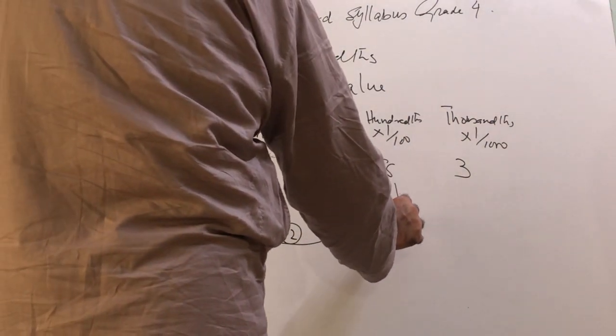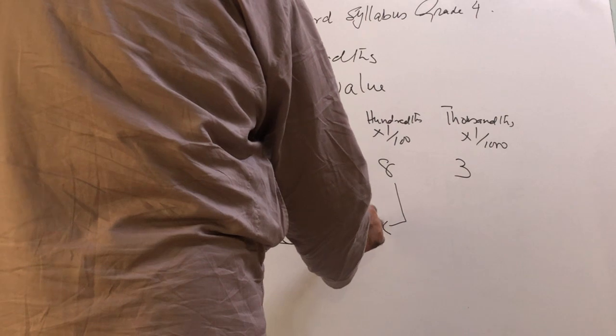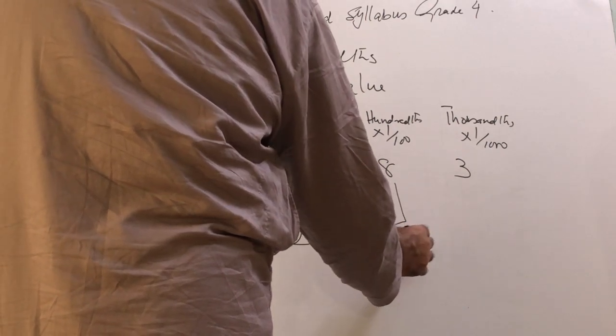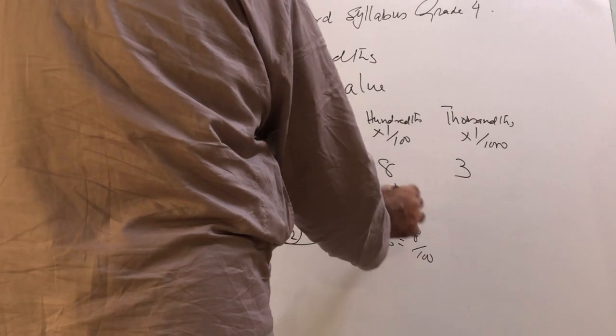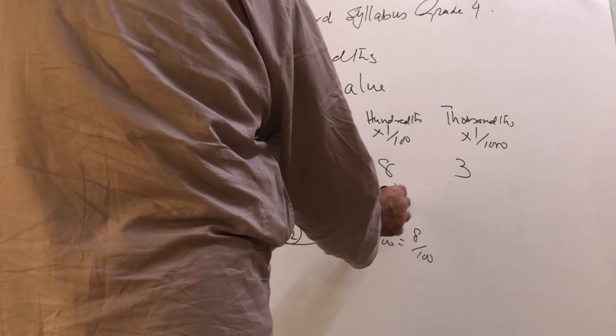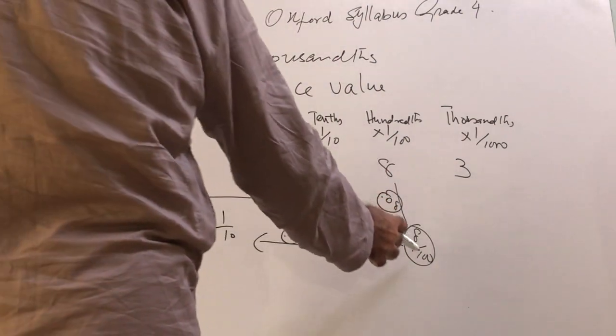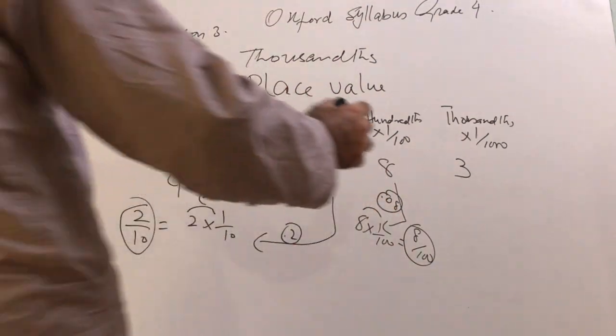When we talk about this 8, 8 will be multiplied with 1 over 100. 8 ones are 8 over 100. This is the value of this. If you divide this, it becomes 0.08. This is also true. This is fraction form. This is decimal form.